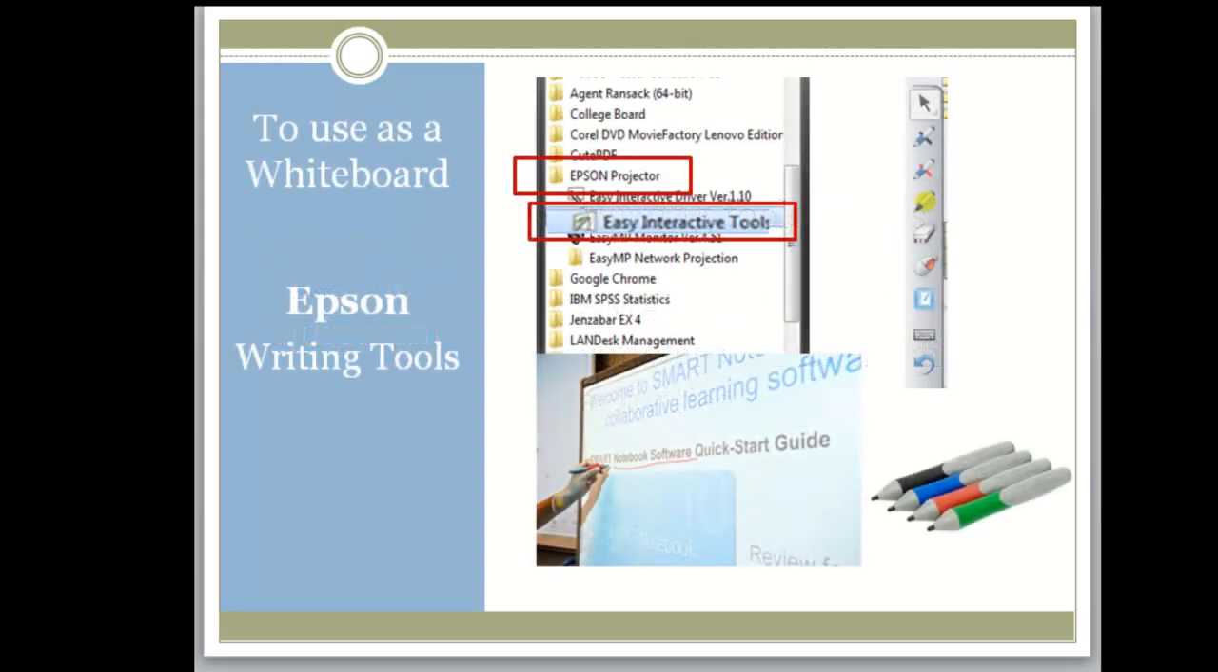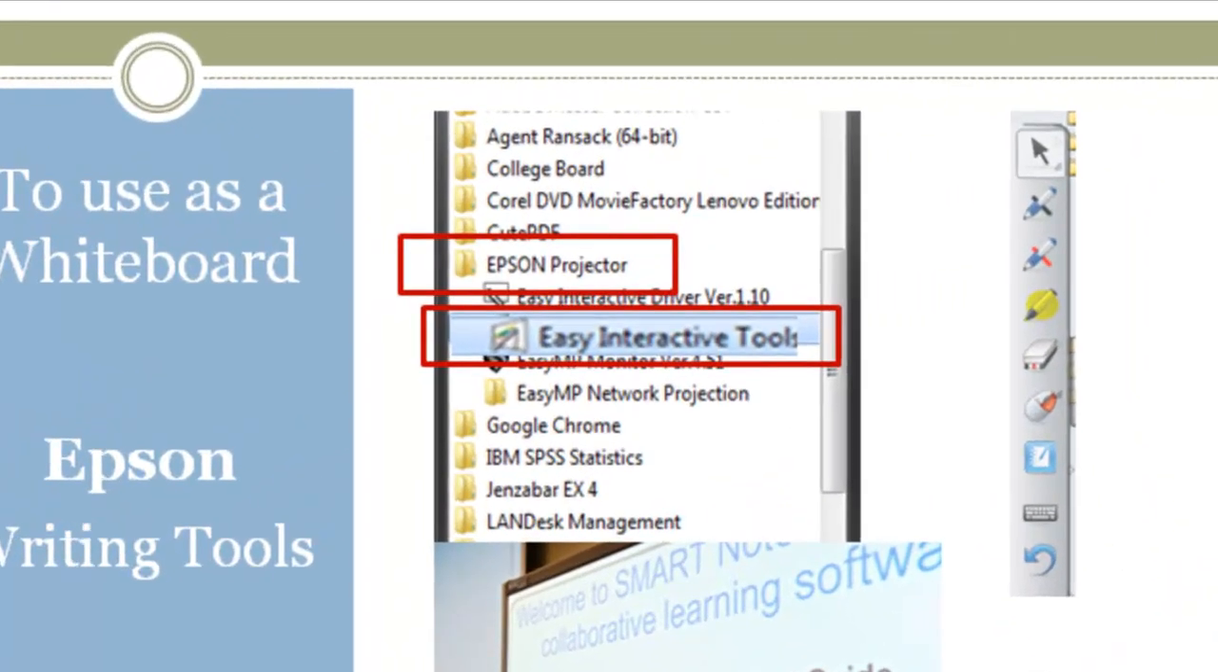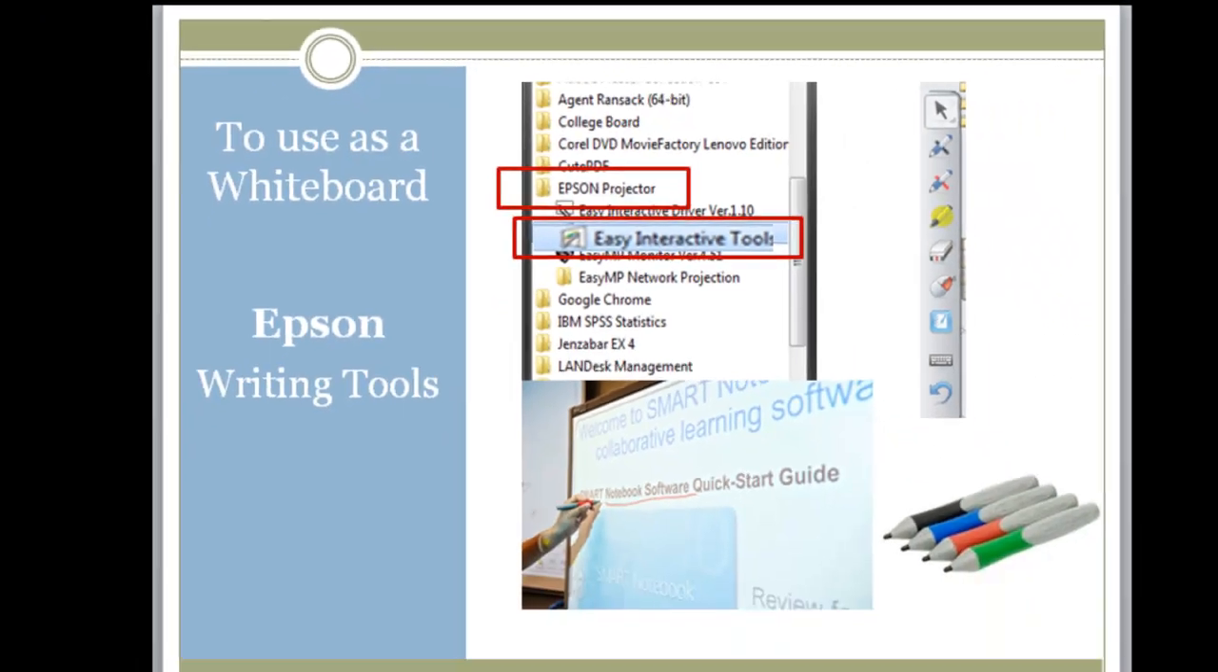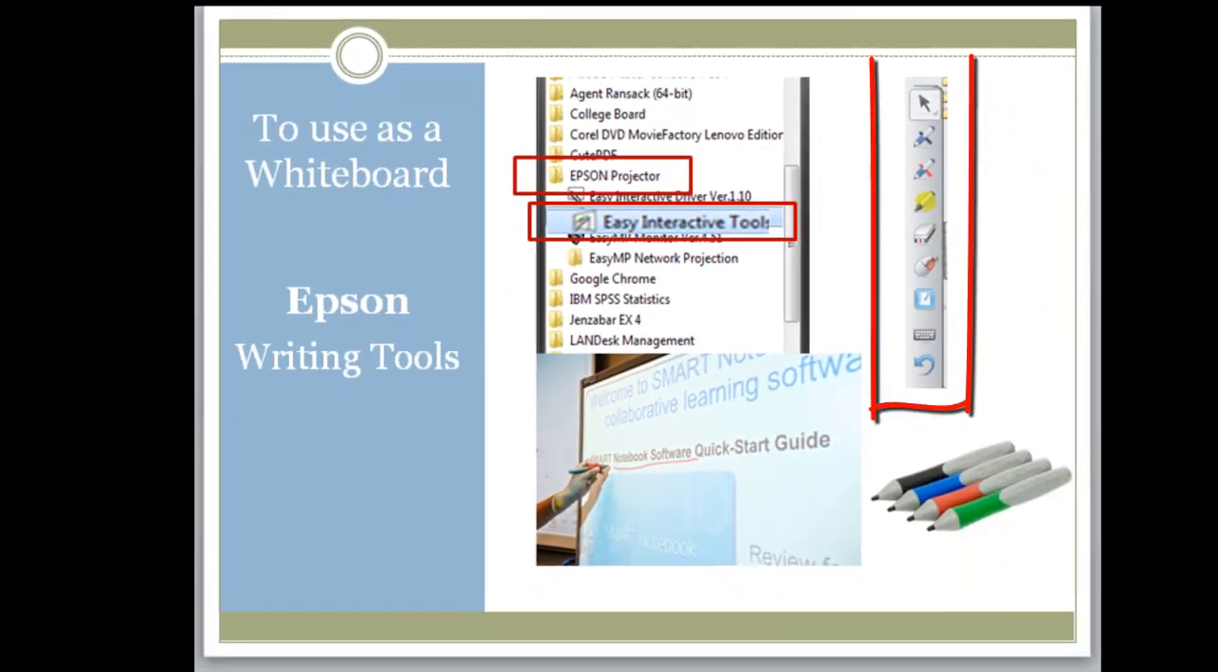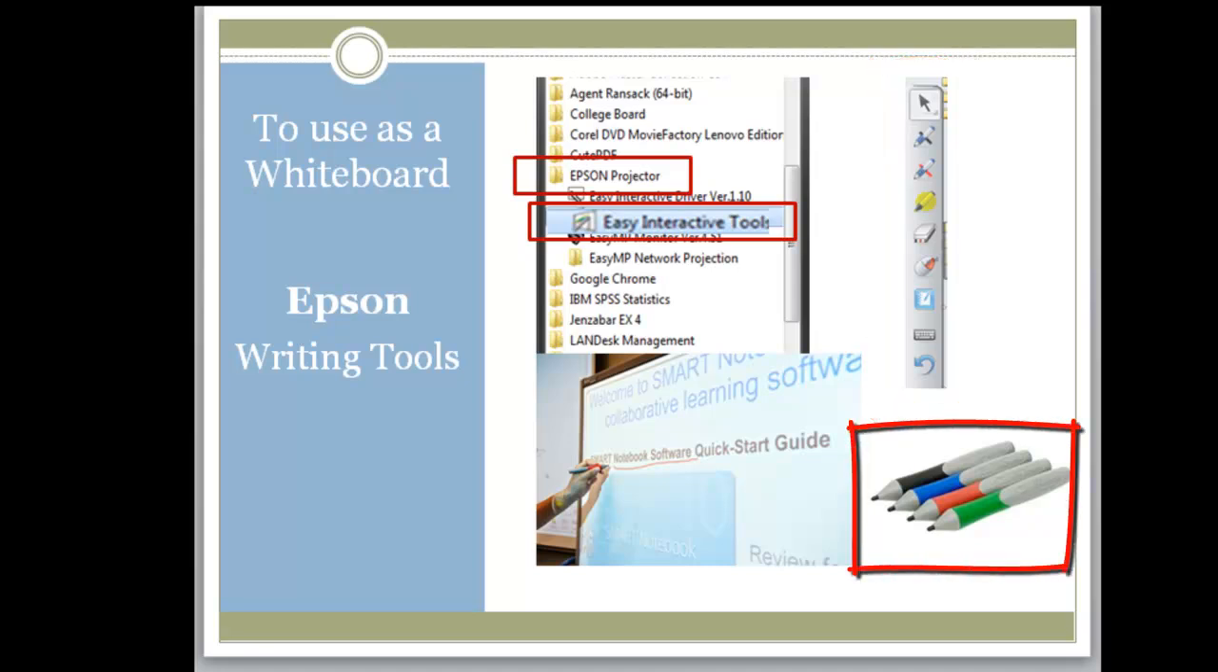So if you want to use the Epson projector just as a whiteboard with the interactive pens and to mark up whatever you project, on the instructor station, click on the Start button in the bottom left corner, then navigate to the Epson projector folder and click on Easy Interactive Tools. This will pop up the writing toolbar, and from there you can use the interactive pens to mark up whatever you have displayed.